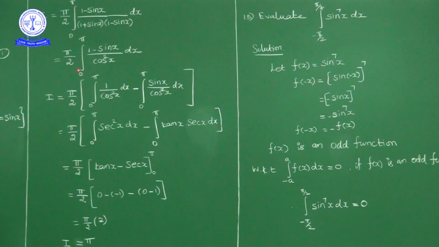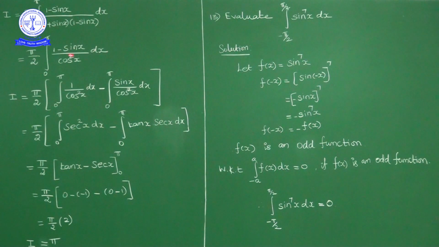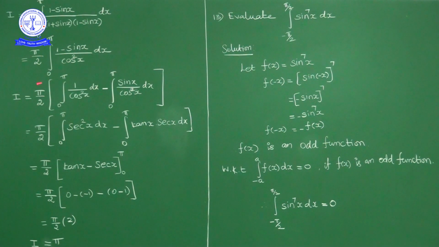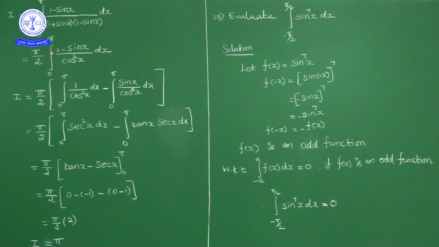So I is equal to pi by 2 into integral 0 to pi 1 minus sin x upon cos square x dx. So I is equal to pi by 2 into integral 0 to pi 1 by cos square x dx minus integral 0 to pi sin x by cos square x dx. 1 by cos square x is how much? Secant square x, no? So pi by 2 into integral 0 to pi secant square x dx minus integral 0 to pi sin x by cos square x. Sin x by cos square x we can write as sin by cos into 1 by cos, tan x into secant x dx.